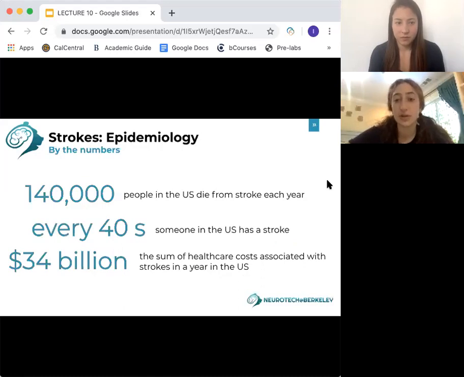As for strokes, let's take a look at how this is apparent in our world. 140,000 people in the US die from a stroke each year. Every 40 seconds, someone in the US has a stroke, and $34 billion is the sum of the healthcare costs associated with strokes in a year in the US. So we can see that this is a very big problem.